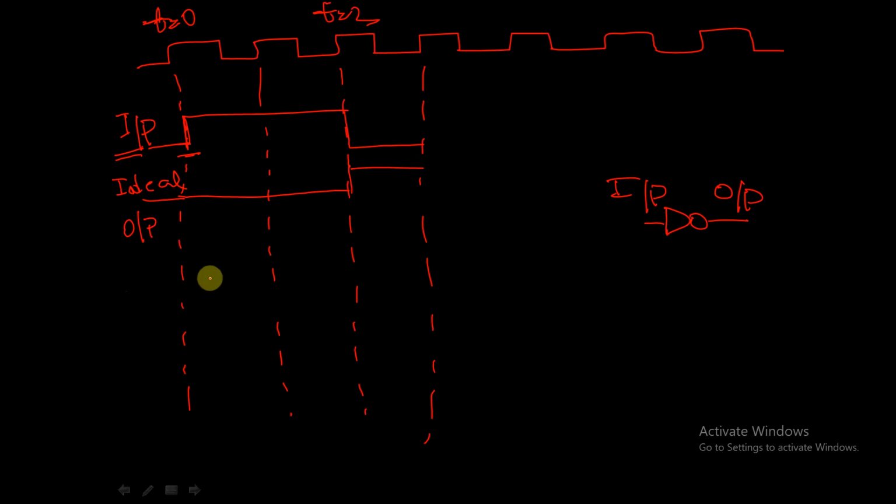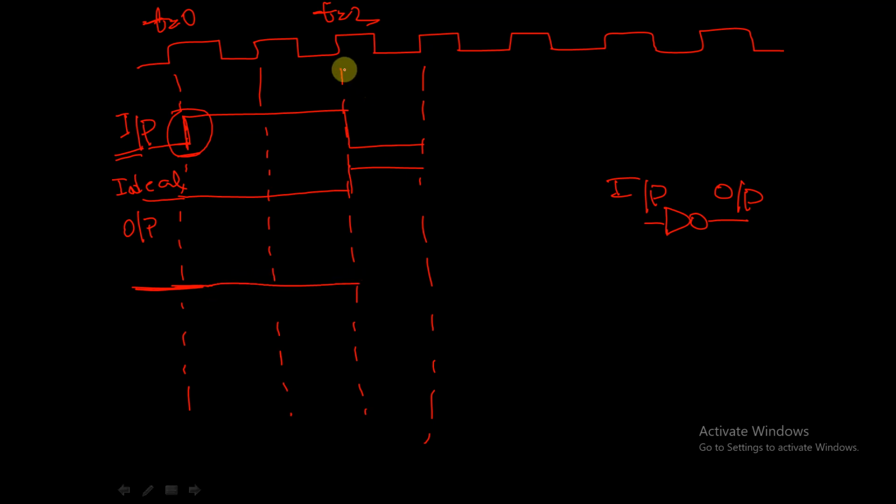Now practically speaking, there will be some delay involved. Here there is a change in the input. For the change to be reflected at the output, it will take some delay, which is called propagation delay. If there is any change in the input, to see that change in the output, there will be some delay, which is called propagation delay.